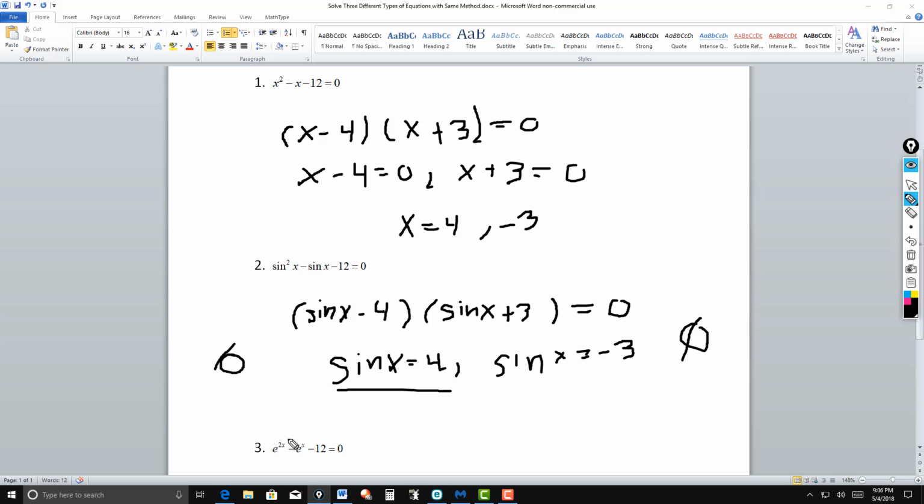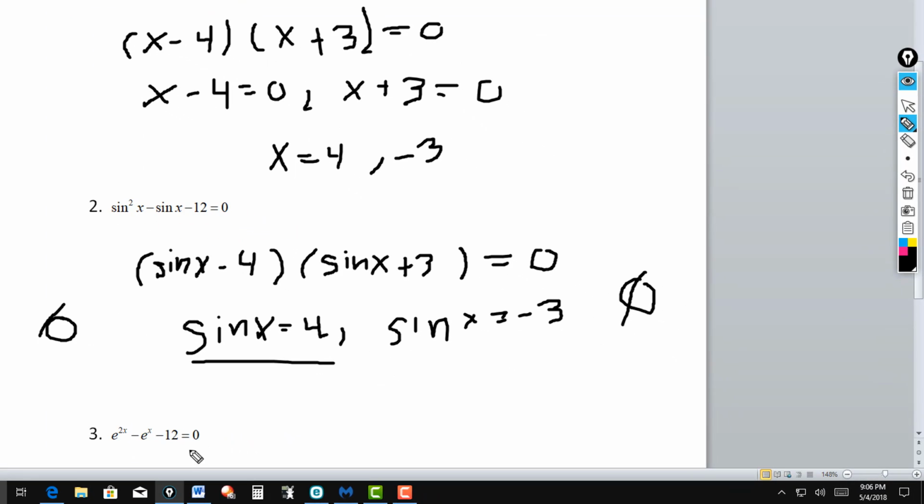Now, in the next one, e to the 2x minus e to the x minus 12 equal to 0. This is an exponential equation. And again, I can factor this the same way as the other two: e to the x minus 4 and e to the x plus 3. So you can see the similarity in the solution of these three equations, all done by factoring. Now I point out that you could also do them by completing the square. You could solve these by quadratic formula, but the easiest approach to take here is factoring.